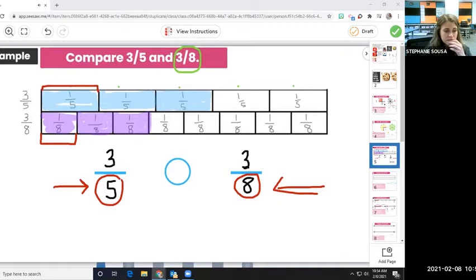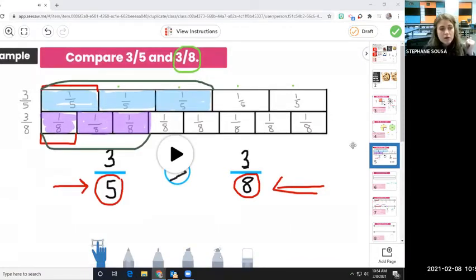So when we compare 3/5, we see that there is more area shaded than when we shade 3/8. 3/5 is greater than 3/8.